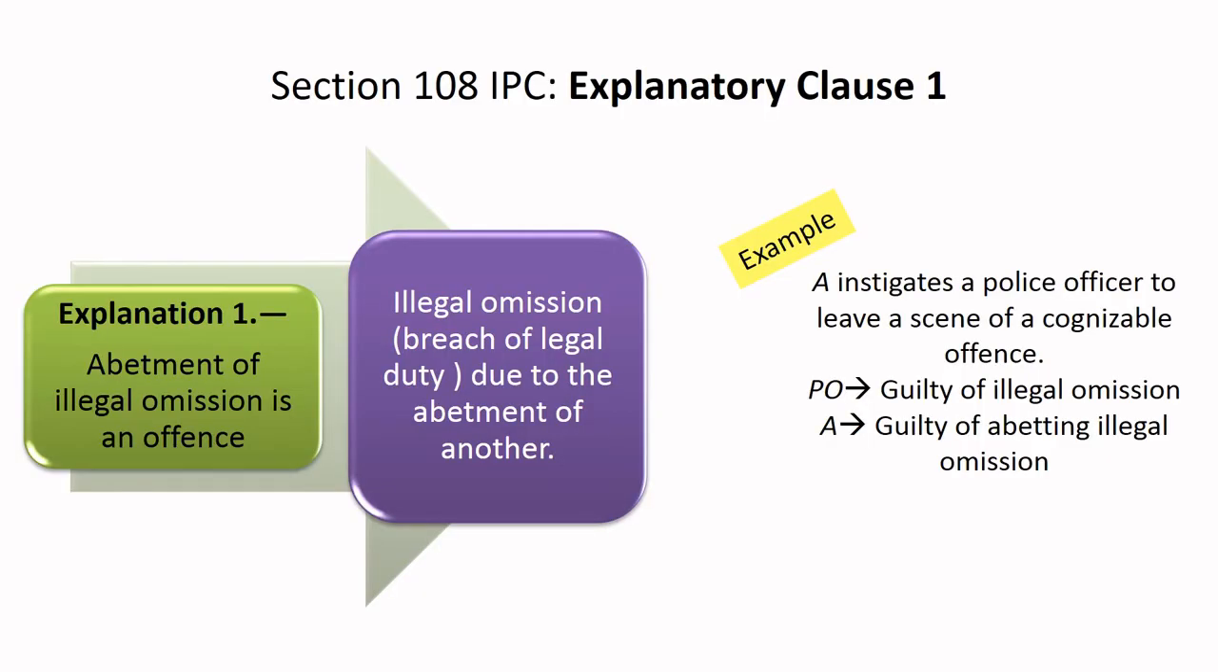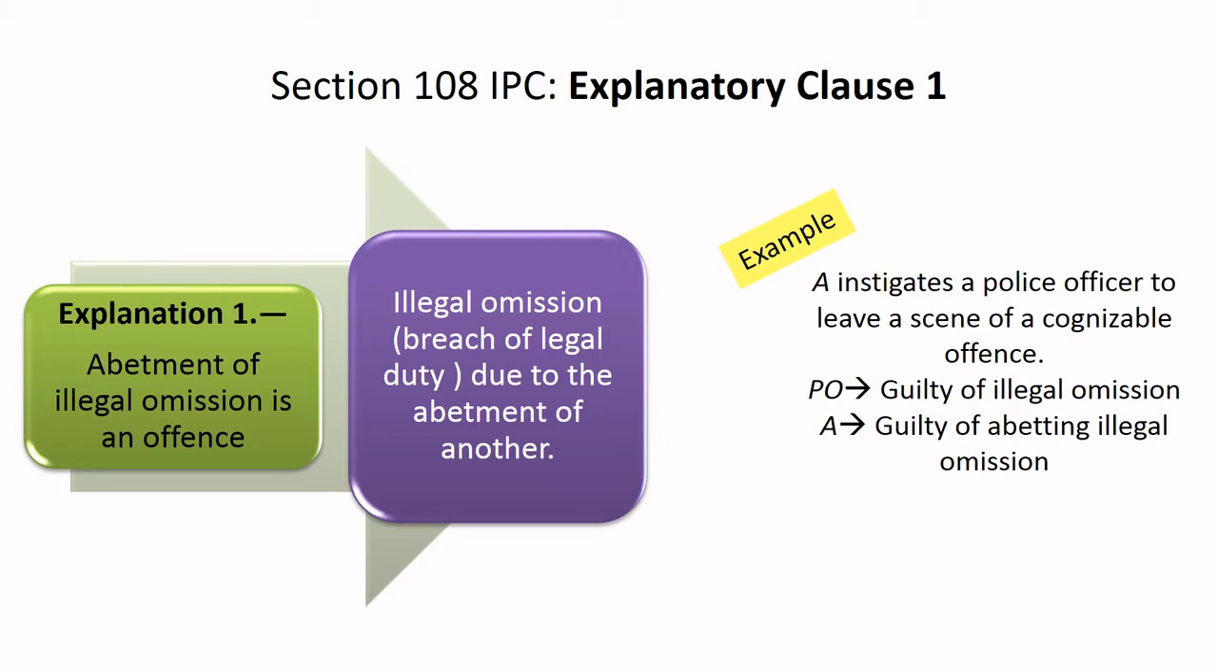Explanation 1 says, abetment of illegal omission is an offence. Here, a person who is duty bound to do something is refraining from doing that because of abetment by another person. Then it is supposed to be an offence as per this explanation. So, there is an illegal omission, and that illegal omission is because of the abetment of another person. Then, it is considered to be abetment by virtue of this explanation.